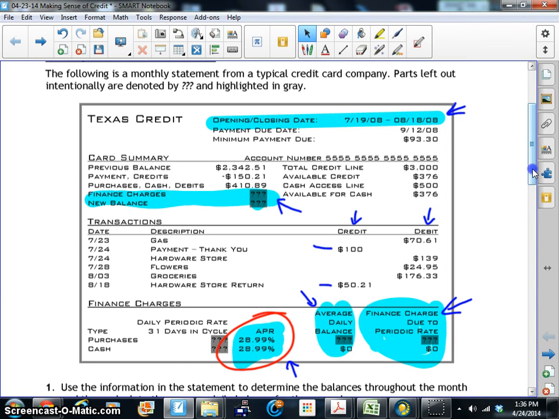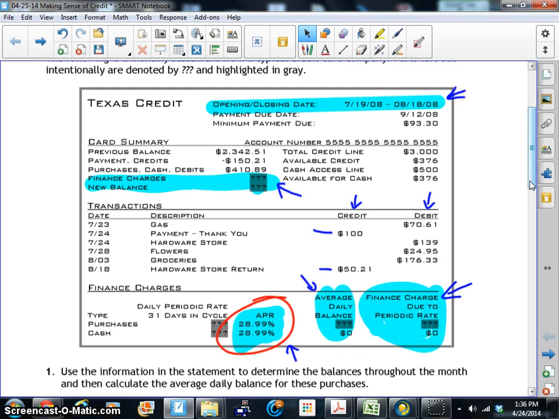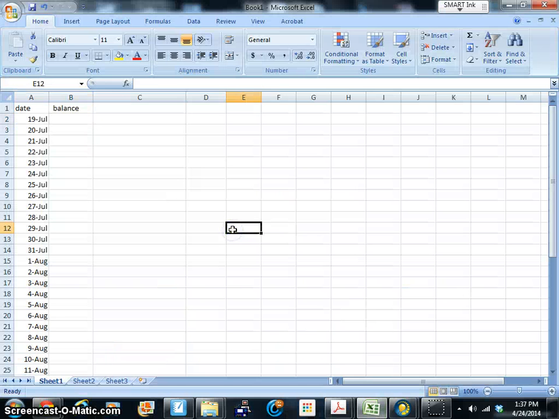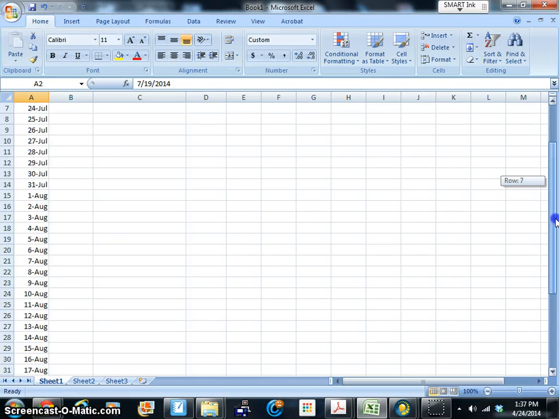And our first question right here: use the information in the statement to determine the balances throughout the month and then calculate the average daily balance for these purchases. That's done because we are getting the daily average, and we're finding how much is being charged every day to this card. Then that comes up into a monthly fee. So what I've done right here, if I bring up this little spreadsheet, is a balance sheet. I wrote all the dates from the 19th all the way down to the 18th of August.